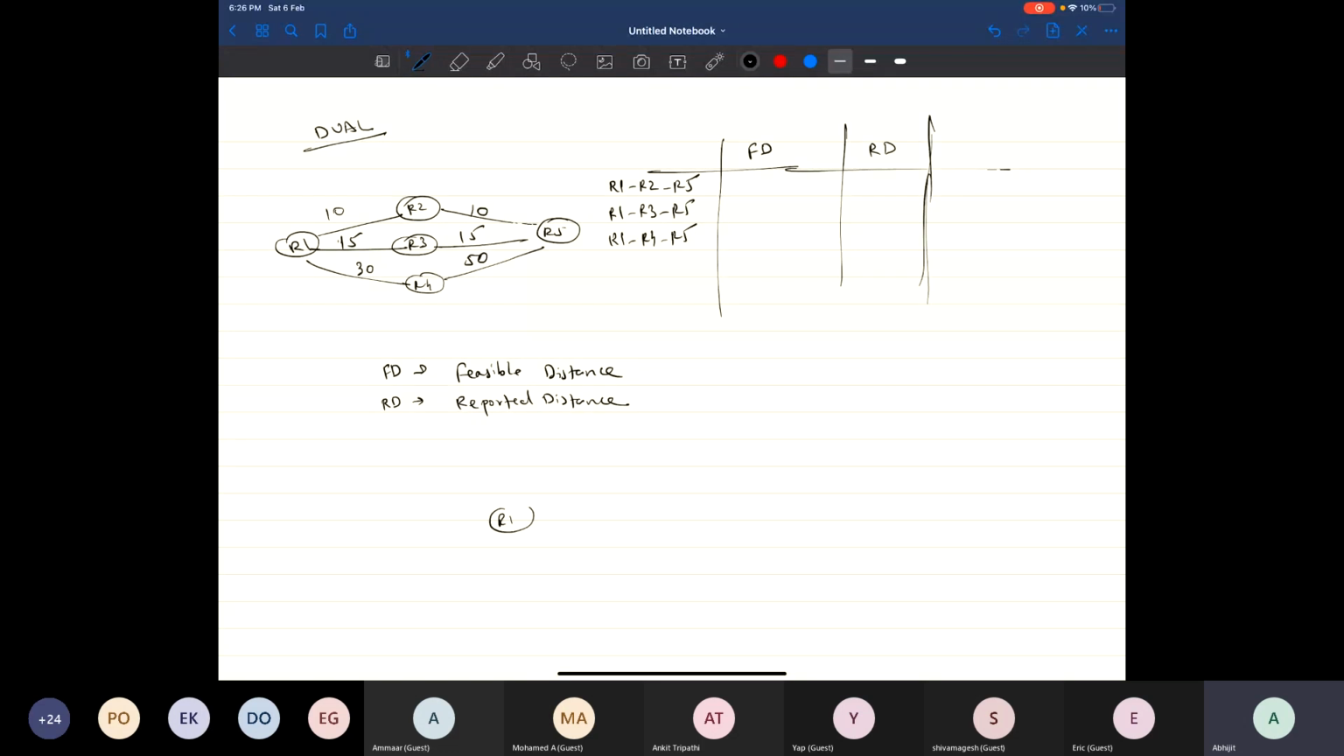For example, if you have R1 to R2 to R3 to R4, and then you have 10, 10, 10. These are the metric. What will be the FD in that case? Can I say 30? Because from source to destination, this will be your FD. And what will be the RD? RD will be from next hop to the destination, which is going to be 20. Do you understand what I'm trying to say here? The difference between FD and RD?